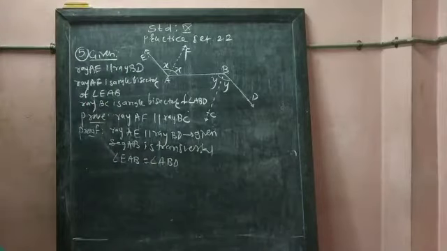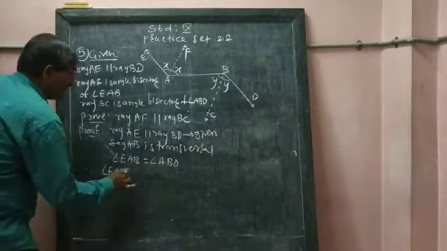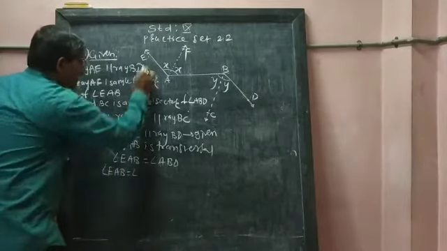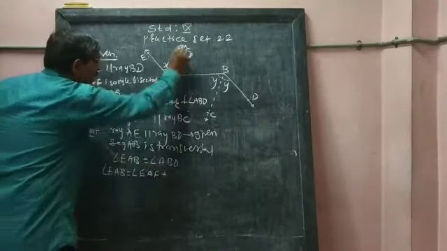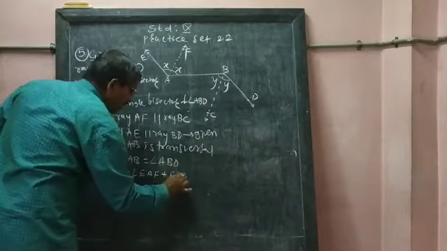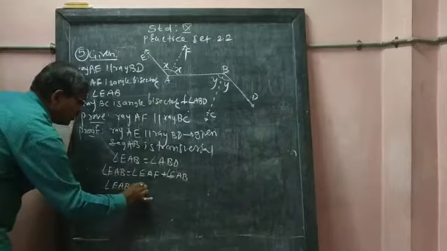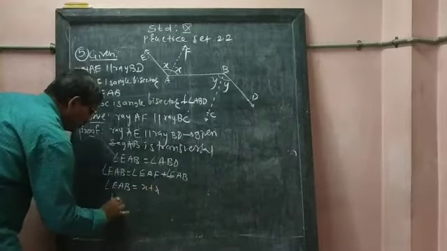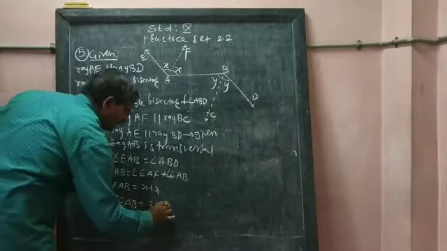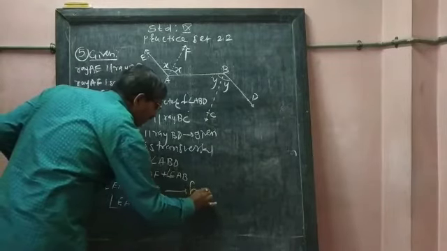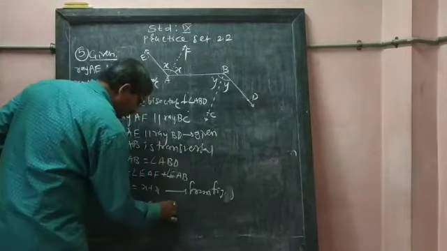Then according to the situation, angle EAB means what? Angle EAB is equal to angle EAF plus angle FAB. Therefore angle EAB is equal to x plus x, which means angle EAB is equal to 2x. You should write here "from figure". This is number 1.